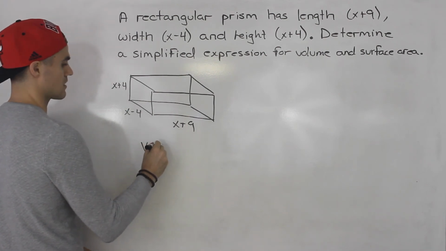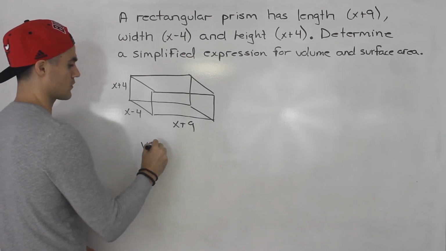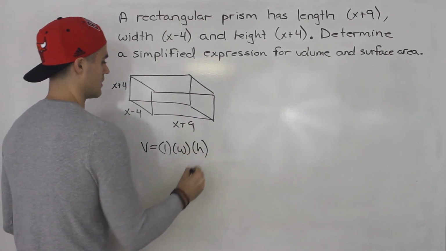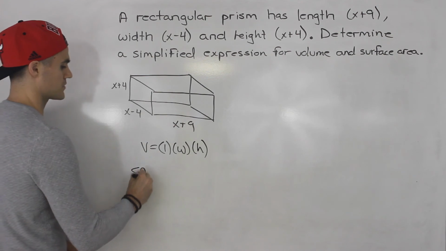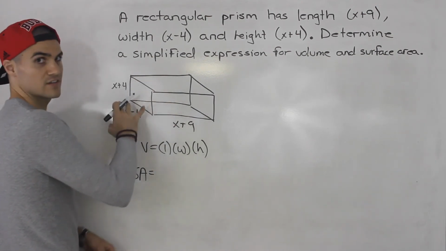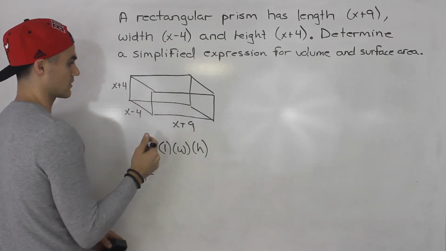What is the general formula for the volume? Length times width times height. What about the surface area? Well, the surface area is basically the area of each face all added together.